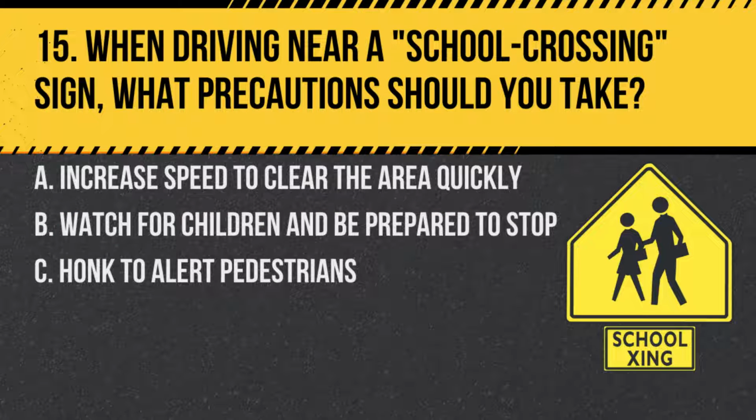Question 15. When driving near a school crossing sign, what precautions should you take? A. Increase speed to clear the area quickly. B. Watch for children and be prepared to stop. C. Honk to alert pedestrians. Answer. B. Watch for children and be prepared to stop. Drivers should be extra cautious and ready to stop for children crossing the road in a school zone.